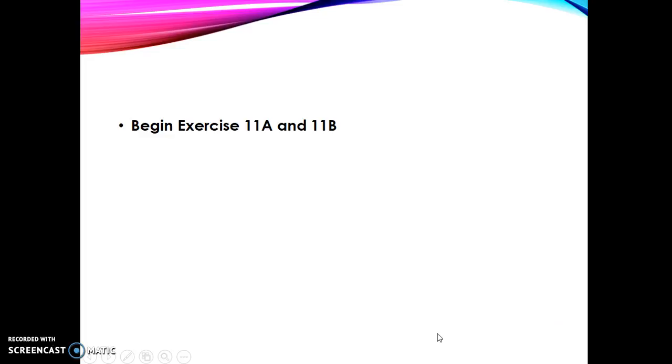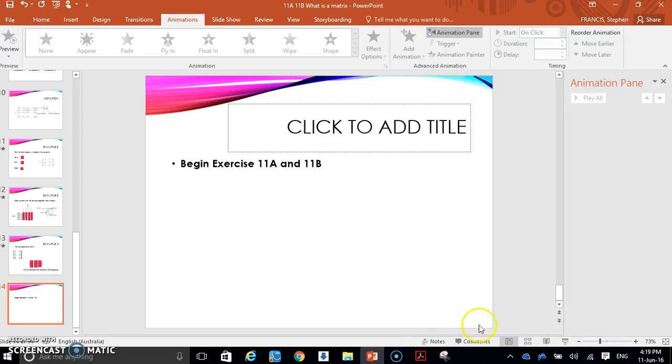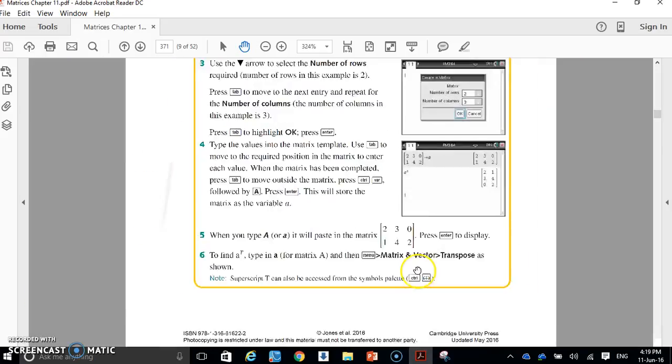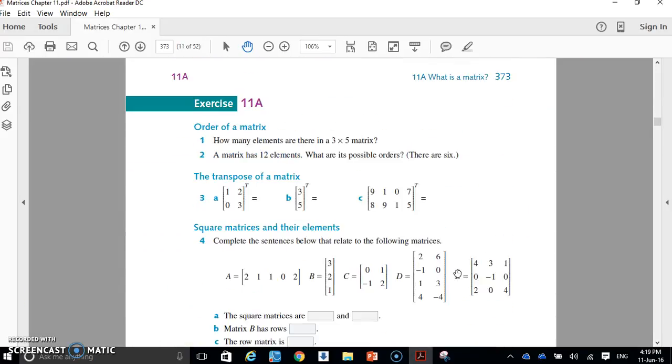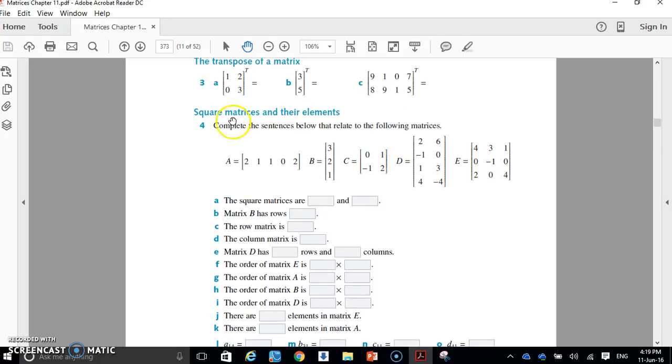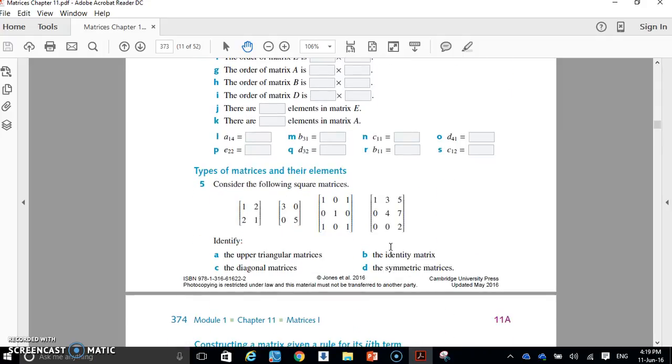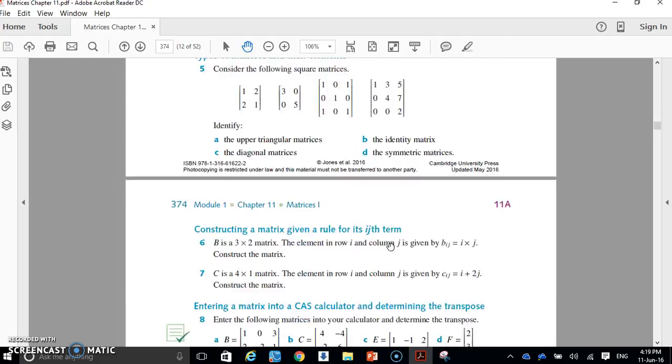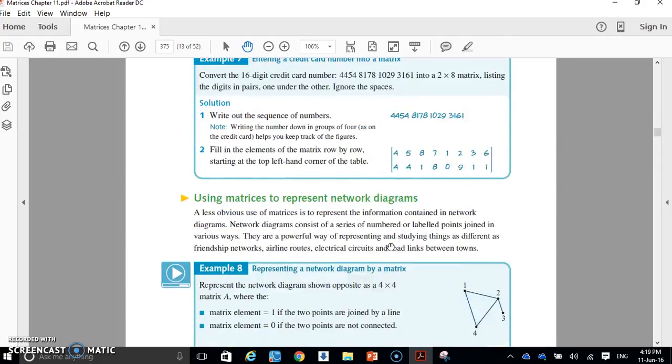Now we're going to ask you to go off and have a look at exercise 11A and 11B and do all the relevant questions. So where is 11A? Let's have a look at the first questions you're going to have a look at. You'll be asked to find the order, do the transpose. I think you could do that manually. You could do it with a calculator. Work out some information about matrices and also their elements. 11B is further down.